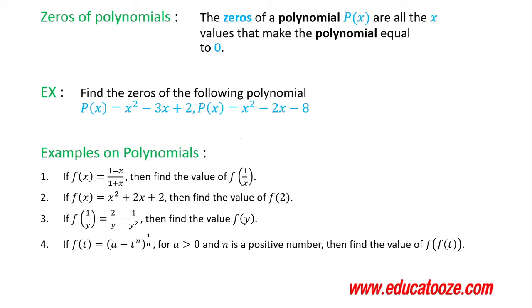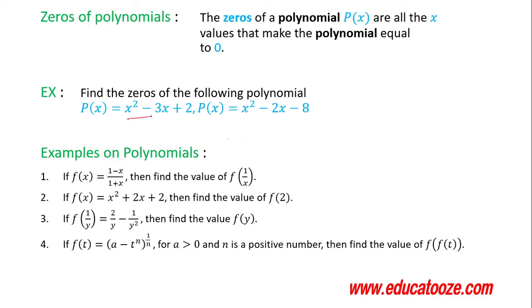What are zeros of a polynomial? This is different from the zero polynomial. Zero polynomial means each coefficient should be equal to 0, but zeros of a polynomial is a bit different. There is a huge difference. Let us see what exactly the zeros of a polynomial are. Zeros of the polynomial p of x are all the values of x that make the polynomial equal to 0. That means we need to find the particular value of x for which the whole value of the polynomial becomes 0.